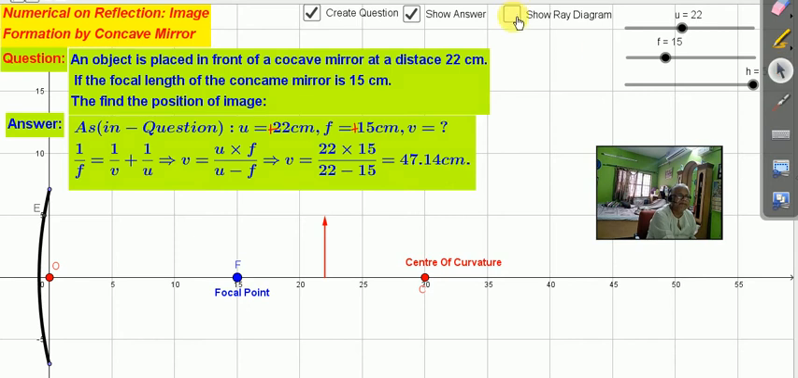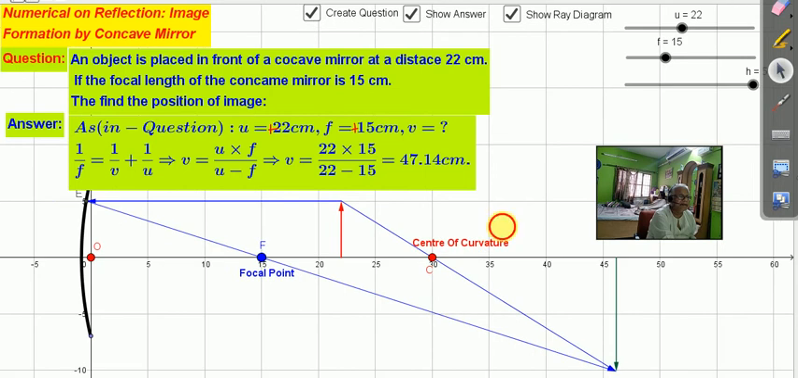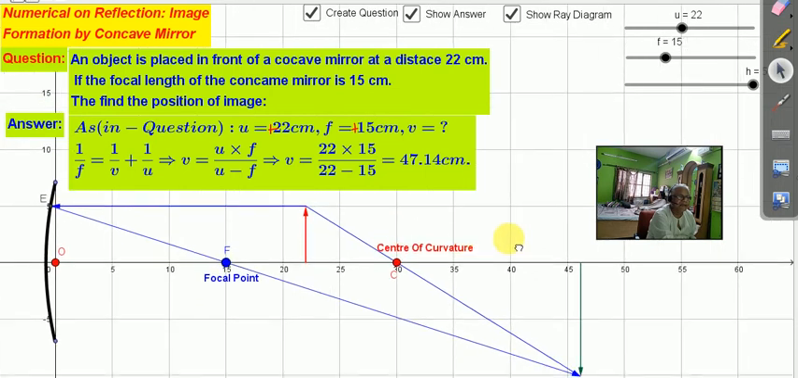By ray diagram, here is a ray diagram I have taken. How does it work? A parallel ray starts from the top of the object, parallel to the principal axis, and is reflected through the focal point. Another ray comes out from the center of curvature, so it will return back in that way. After meeting, these two rays generate the image here. Here is the image.